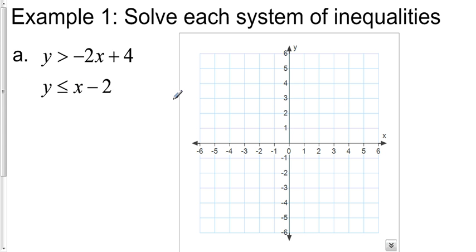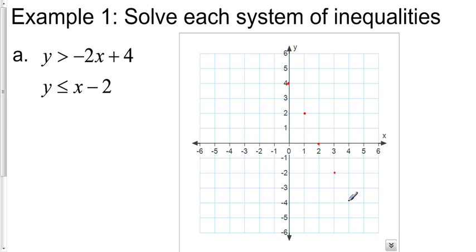So the first one is y is greater than negative 2x plus 4, and y is less than or equal to x minus 2. Let me graph the first one in red. The y-intercept is positive 4, so on my graph I can start with a dot there. And then the slope of the first inequality is negative 2 over 1. The slope is always the number multiplied by x.